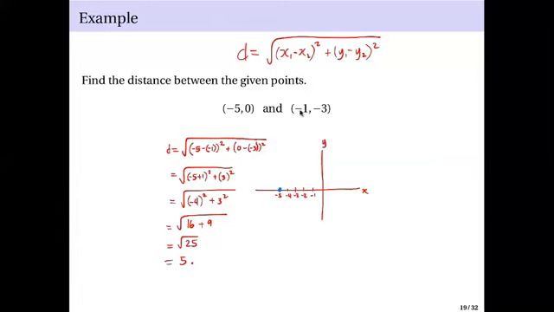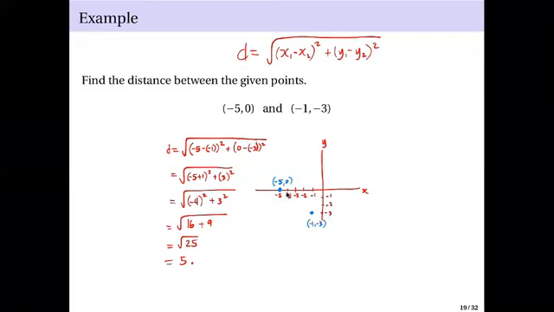And then for the other points here, negative 1 comma negative 3. This is your negative 1 for the x-axis. For the y-axis, you have here negative 1, negative 2, negative 3. So negative 1 on the x, and then negative 3 on the y. This is your point here. So again, this is the point negative 5 comma 0, and this is the point negative 1 comma negative 3.